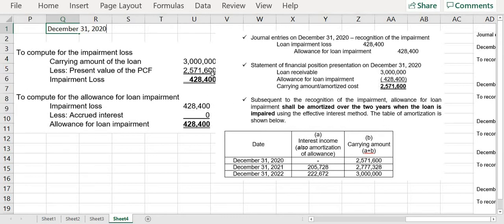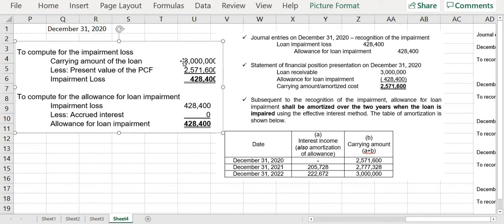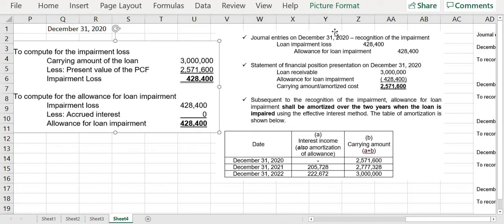Ayan. So in the statement presentation naman, the carrying amount of the loan or the amortized cost is just the present value of the future cash flows na 2,571,600. Ayan. And as computed here, ito din yung kanyang carrying amount or amortized cost. Okay. Ayan. So, subsequent to the recognition of the impairment, allowance for loan impairment shall be amortized. So, always, the allowance for loan impairment, ina-amortize yan siya. Okay? It shall be amortized over 2 years.